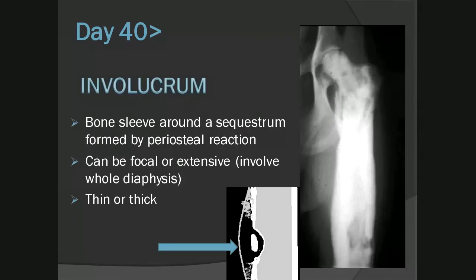So an involucrum is just a bony sleeve that forms around the sequestrum by the periosteal reaction. It can be focal or involve the whole diaphysis, so it can be quite extensive, or it may be a thin layer. For example, in the schematic here, it's a thin periosteal reaction, or it might be quite thick. So in this region over here, there's a radiolucent zone within the femur, within, it's a bit difficult to define here, but there appears to be a sequestrum, and then over here is the bony sleeve or the involucrum formed by the periosteal reaction.